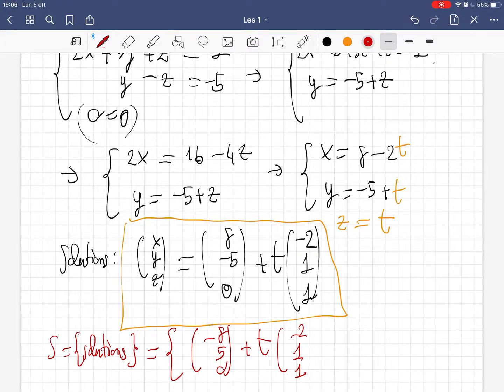Did I? Wait a minute. Well, I hope it's correct. They should be. No, there's an error. Sorry, I copied. My bad. Here. Okay, that's good. That's very good. It's okay. So this is a perfectly rigorous way of writing solutions, like here.